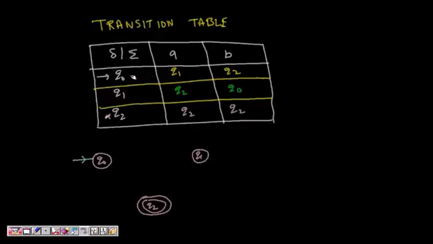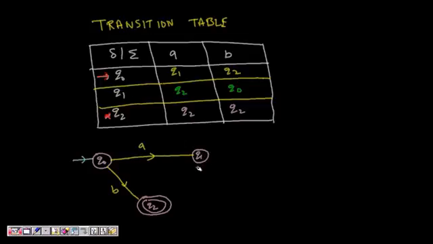Each state should tell us specifically, on seeing this symbol, where do we go? When we are in state Q0, this arrow tells that it is the start state. The star tells that it's the final state. So when you are in Q0 and we see A, then we go to Q1, and on seeing B you go to Q2.